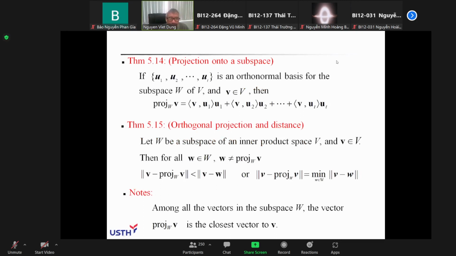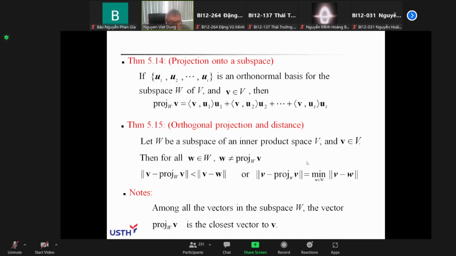We defined already the orthogonal projection of a vector onto a subspace. But in case the subspace is given with an orthonormal basis, the projection of any vector on that will be given by a formula. That is an explicit formula. It is here. So I write it here for you to see.